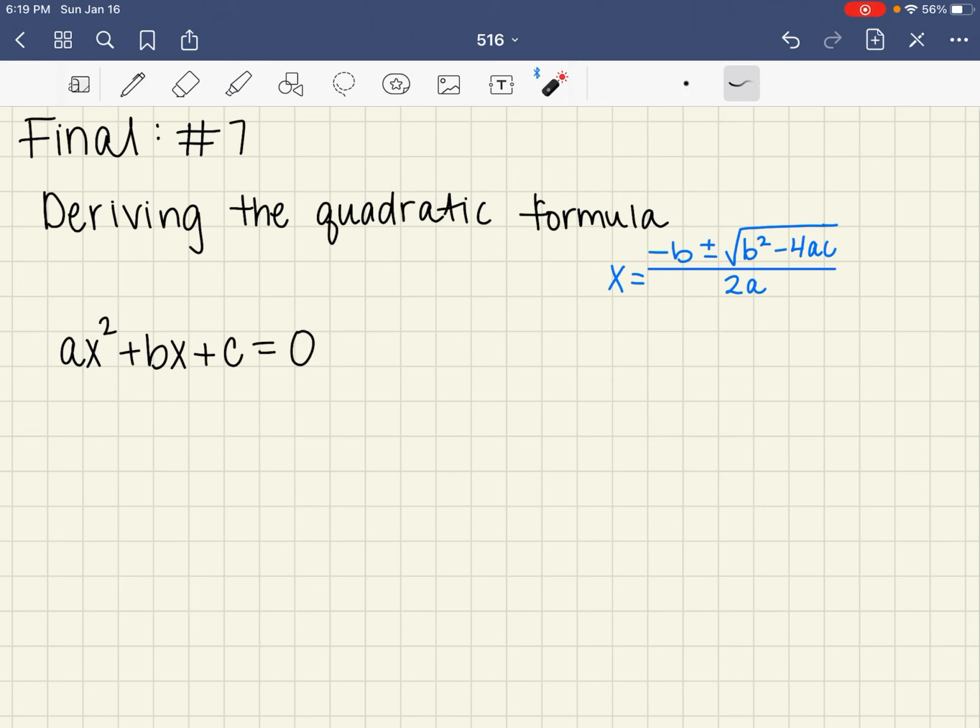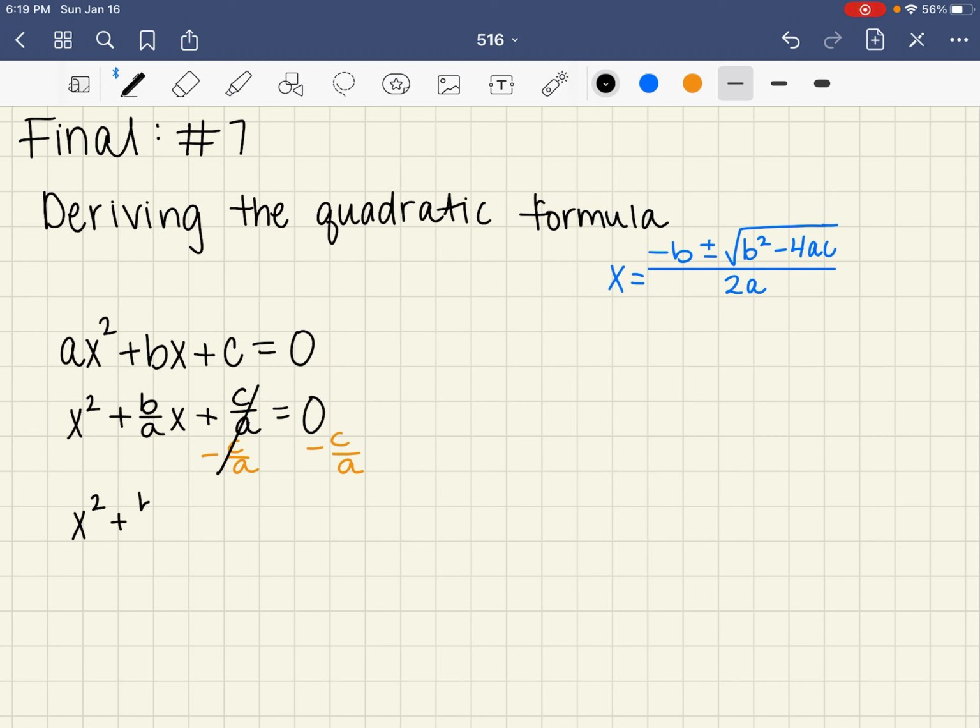Because we have a possible a term, we're going to divide all the terms by a, and we get x squared plus b over a x plus c over a equals 0. Now we want to isolate x, so we're going to subtract c over a on both sides. So we get x squared plus b over a x equals negative c over a.